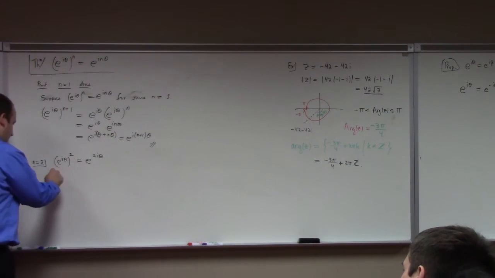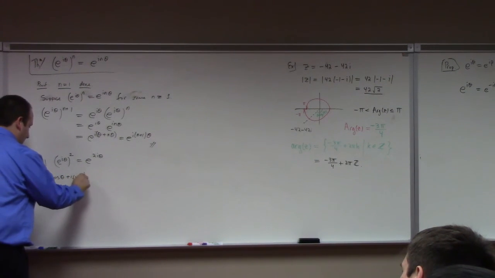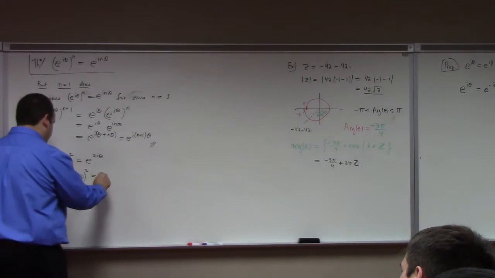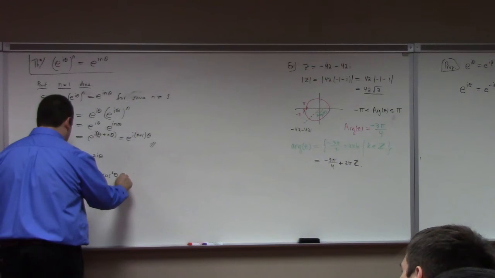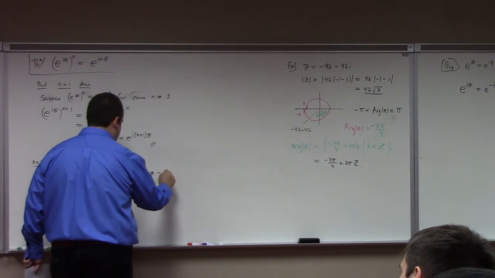So this is cosine theta plus i sine theta quantity squared. And you can square that like usual, binomial theorem, whatever you want. Cosine squared theta plus 2i sine theta cosine theta minus sine squared theta.